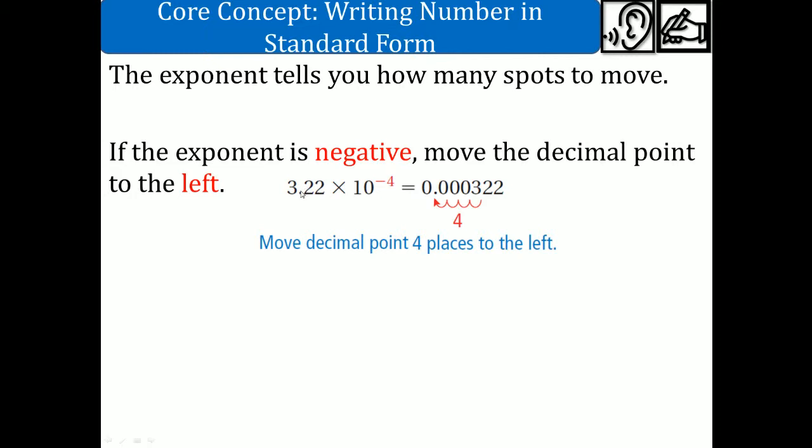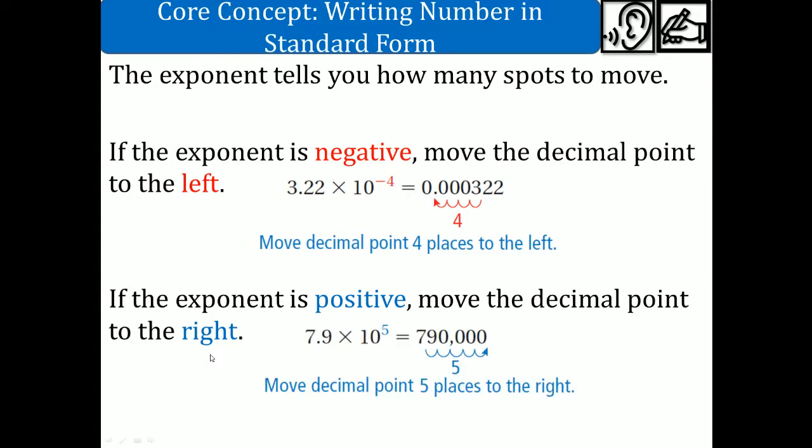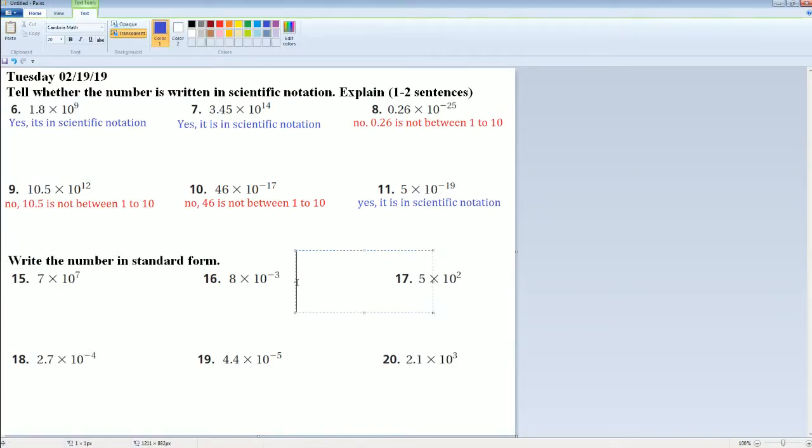The decimal starts here. The negative 4 means go to the left 4 times. 1, 2, 3, 4. Put the dot. Empty spots, put in 0. Next, same thing here. If the exponent is positive, you move to the right. The dot's right here. We move to the right 5 times. Fill in the spots with 0. Good. That's your review. We're going to apply that information to do this one.